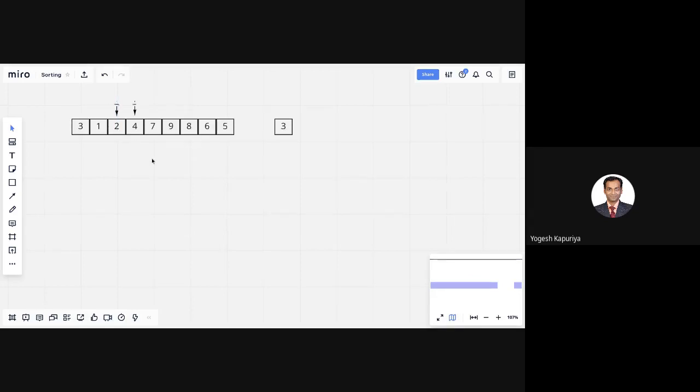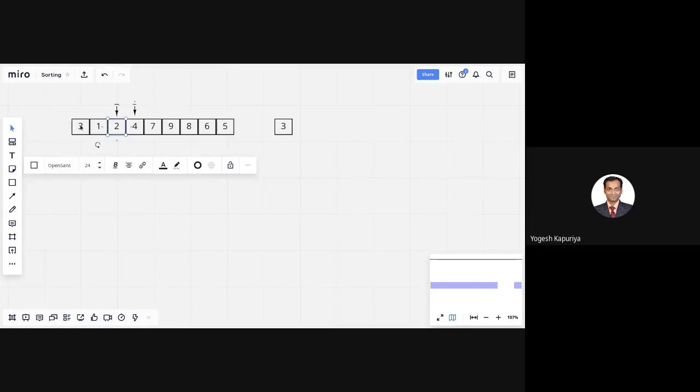When you stop, what you are checking is the position of I and J. If I is less than J, then you will swap the values. But if I is not less than J, that means I and J have overlapped. Here is the case where I and J have overlapped, so that indicates that you should stop your operations. Now you will swap the value at the position of J with the pivot element. So these two will be swapped.